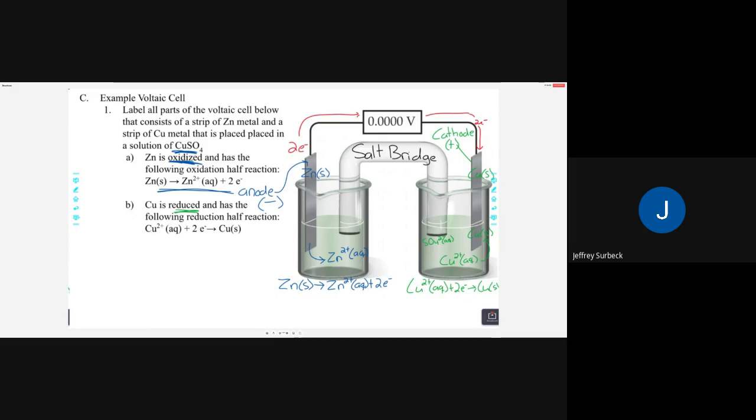So the only way for those electrons to follow this path is for that cathode to be positive and attract those electrons coming out of the anode. All right, I just wanted to clarify that so everybody is up to speed on that. Okay, questions? This is the only part we needed to correct from yesterday.